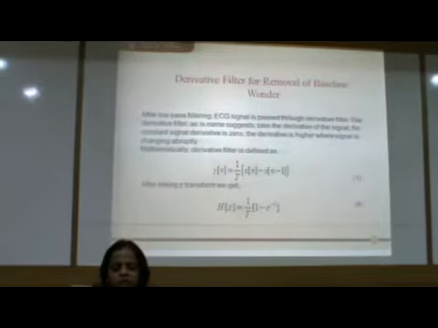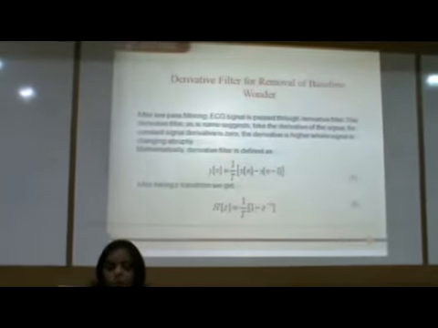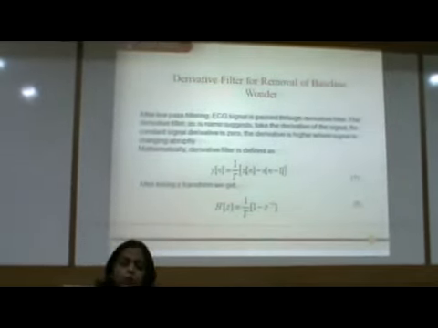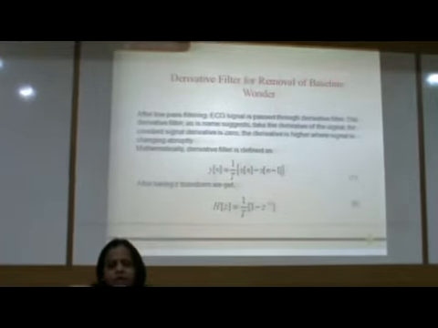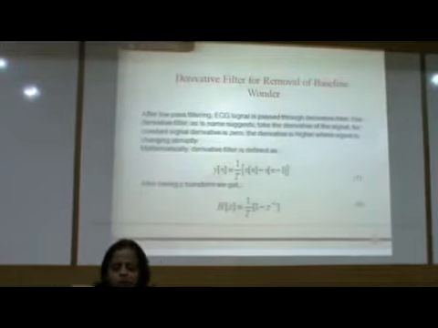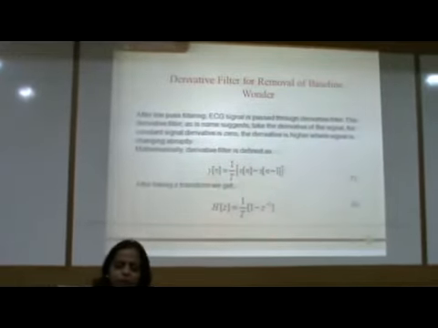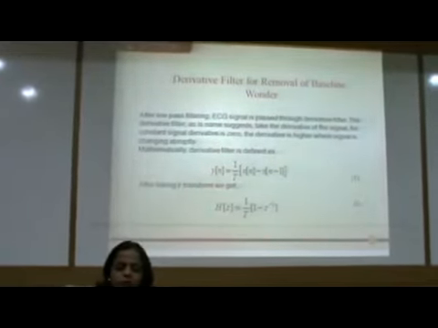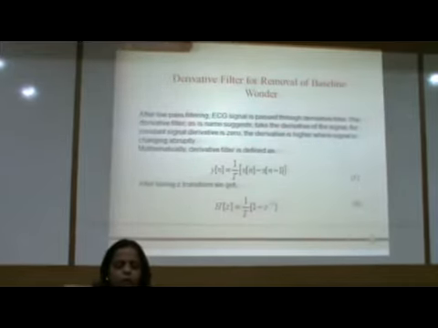Mathematically, the derivative filter is defined as y[n] is equal to 1/T (x[n] minus x[n-1]). That is, we are taking the difference between two adjacent samples. After taking the z transform, we get H(z) is equal to 1/T times (1 minus z^-1). That is the transfer function of the derivative filter.